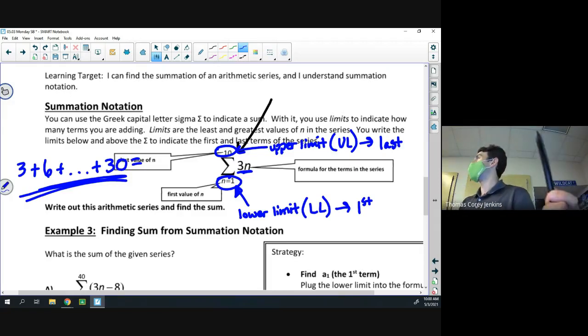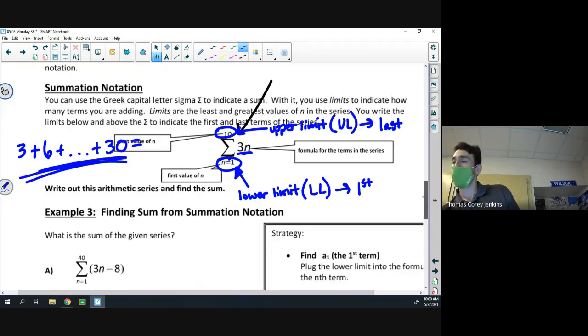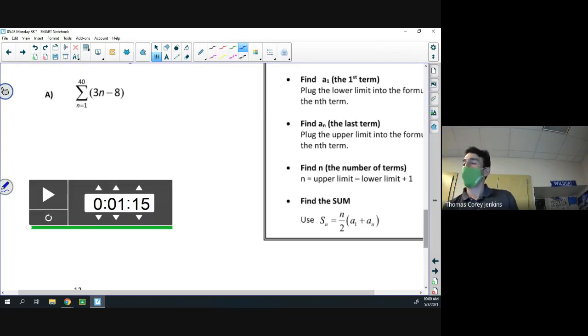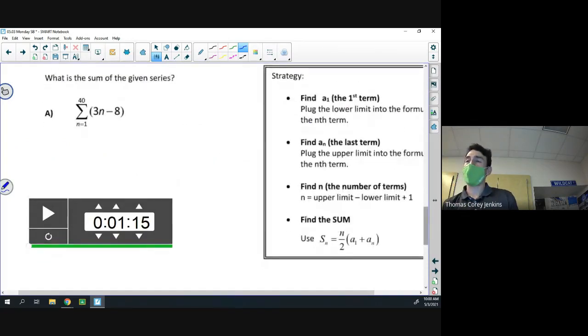Does that kind of make sense to everybody a little bit? No response. Maybe that means no, but we'll try to use it a little bit and see if we can figure it out. All right, so let's just jump in. They give you a strategy over here, but we'll just go ahead and work through it.